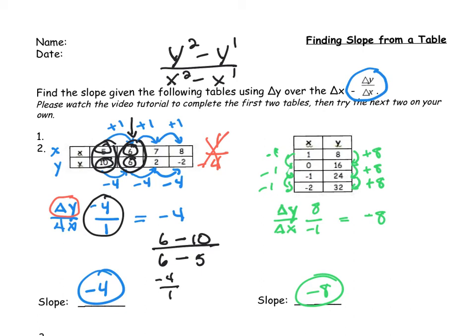If we try that on the second table, again, we can start with any two ordered pairs. I'm going to circle the first two that I see. My second y is 16 minus my first y, which is 8. My second x is 0 minus my first x, which is 1. And again, we get 8 over negative 1, which is the same thing we had here.